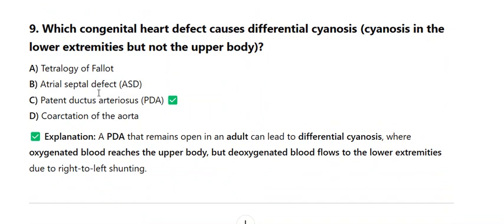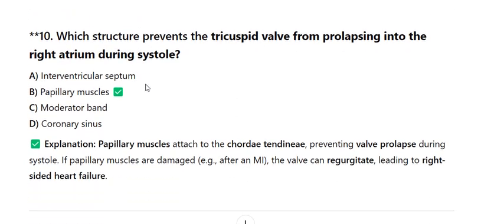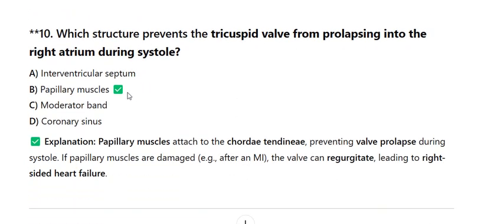10. Which structure prevents the tricuspid valve from prolapsing into the right atrium during systole? A. Interventricular septum. B. Papillary muscles. C. Moderator band. D. Coronary sinus. Explanation: papillary muscles attach to the chordae tendineae, preventing valve prolapse during systole. If papillary muscles are damaged, e.g. after an MI, the valve can regurgitate, leading to right-sided heart failure.